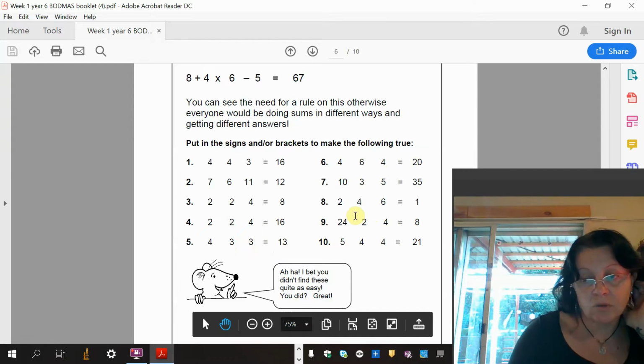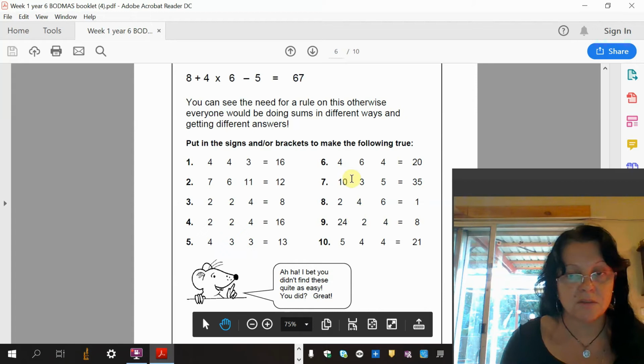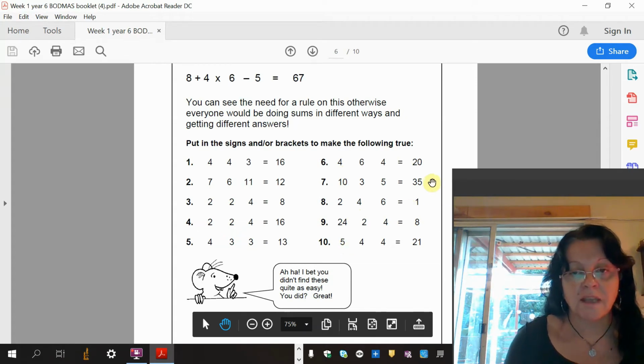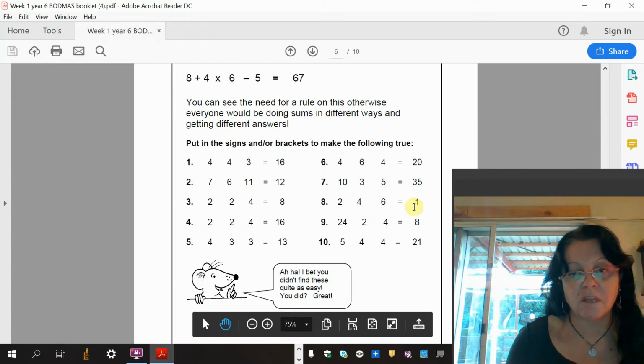You can pause it while you figure those out, and I will, so this is 7, 8, 9 and 10. Okay, how did you go? So this is 35, so this one looks pretty easy. So if we go 10 times 3, which gives us 30, and then add 5.